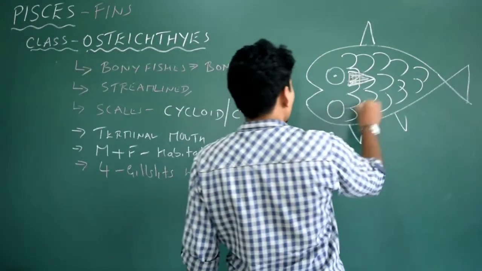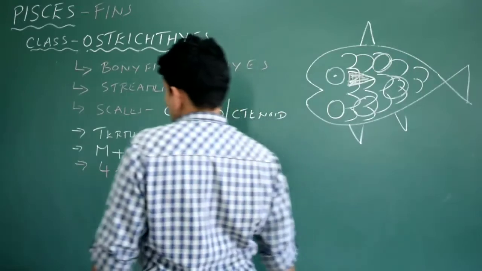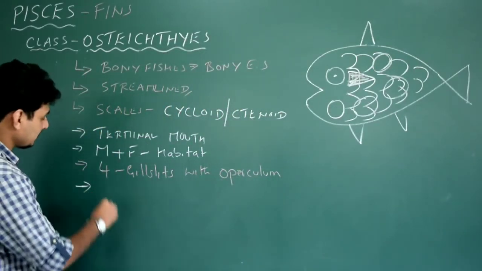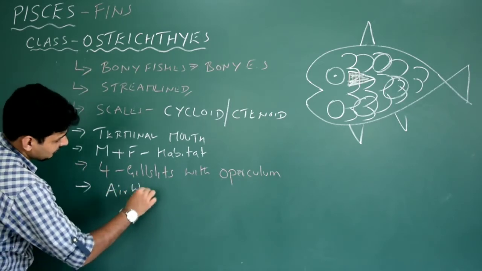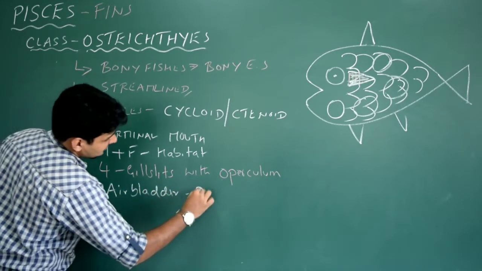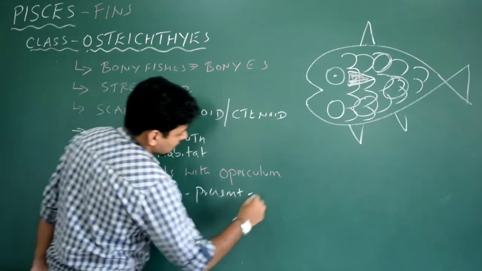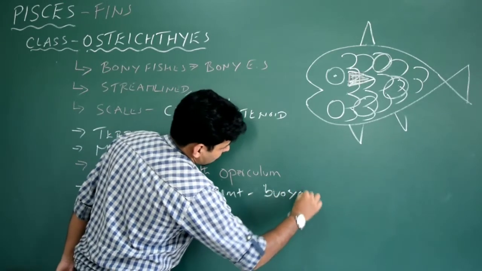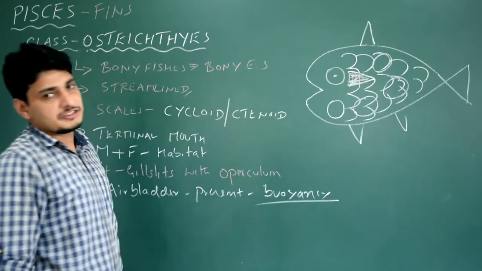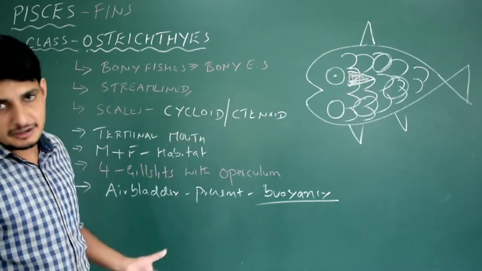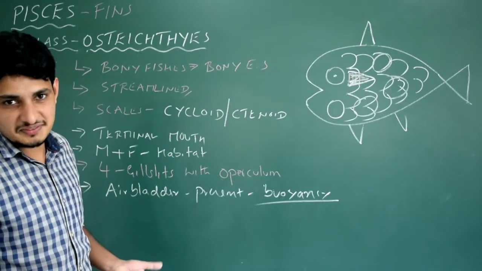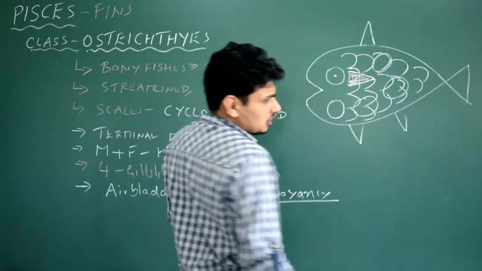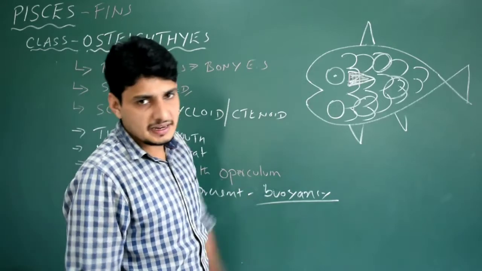Another thing is they have an air bladder. Because of the presence of the air bladder, they can take rest anywhere in the water. We write here: air bladder is present, which gives them floating buoyancy. They can float anywhere in the water. That means they can take rest after continuous swimming. Next, again they are poikilotherms, no need of explanation, cold-blooded animals.